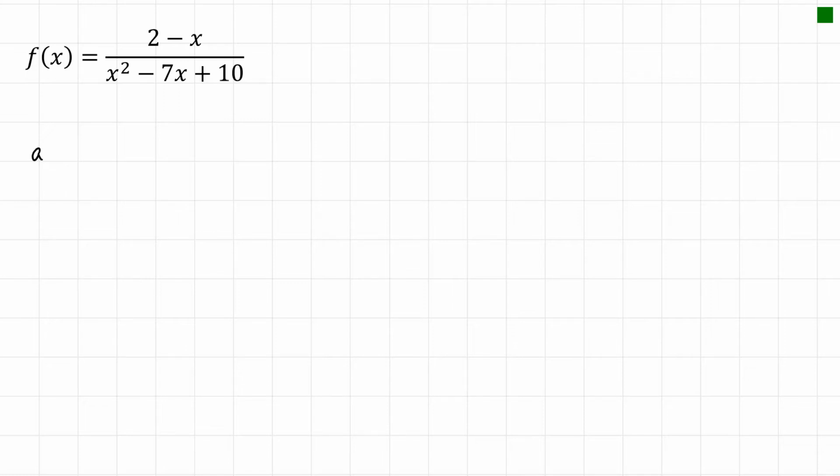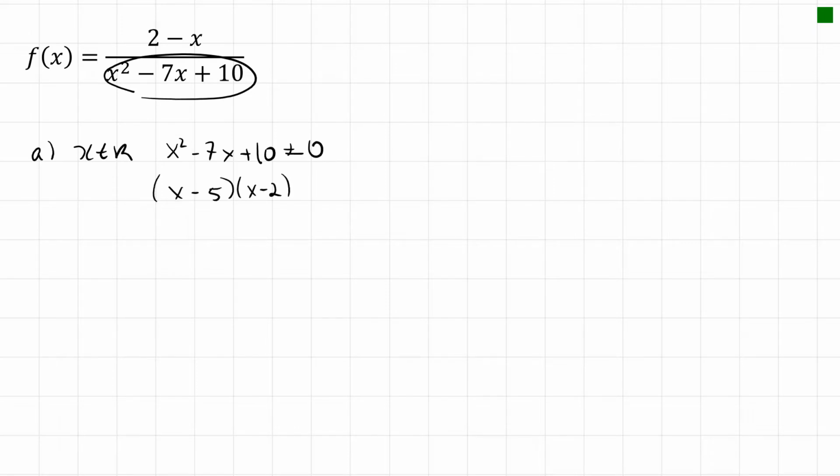So the first part is to find the domain, and the domain is all real numbers except the denominator can't be 0 because you're not allowed to divide by 0. But to be more specific, I have to factor to find out what values for x will make the denominator 0. So x cannot equal 5 and x cannot equal 2. Otherwise, it can be all real numbers. So that is the domain.